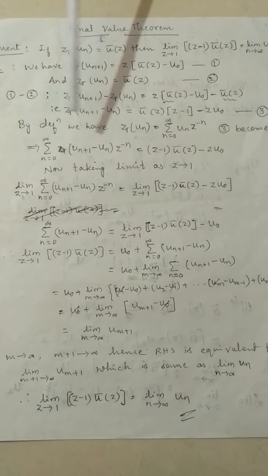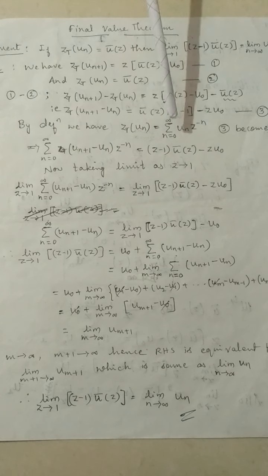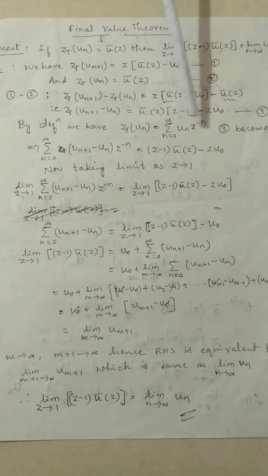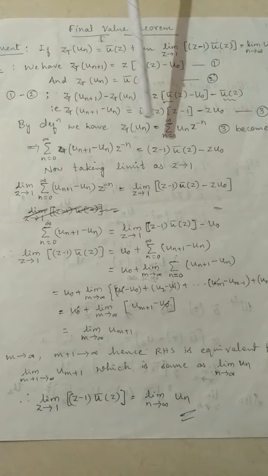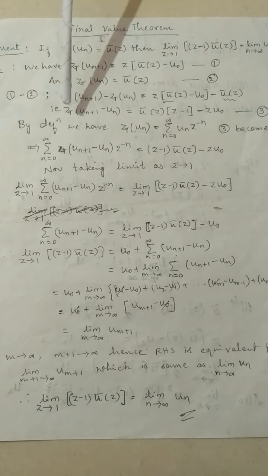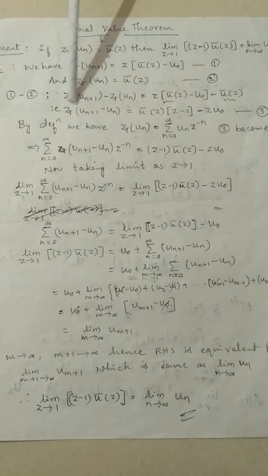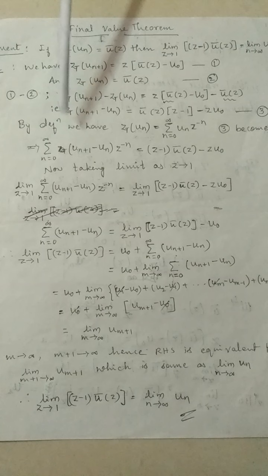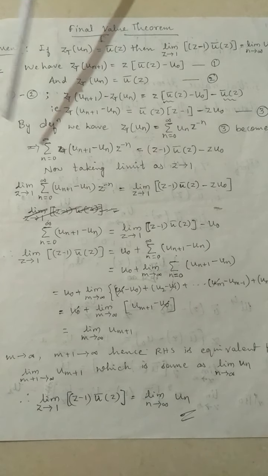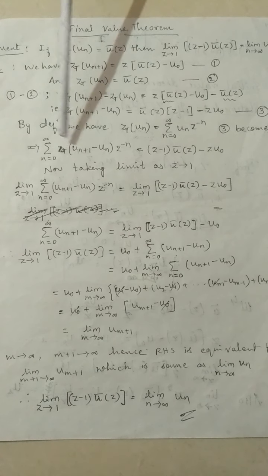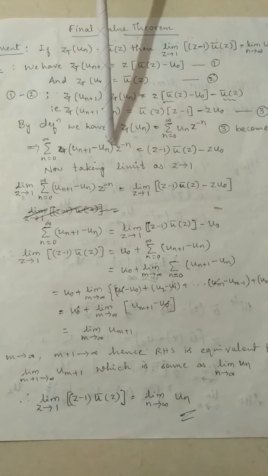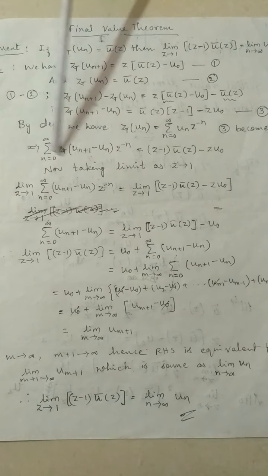So now by the definition of Z transform, we have Z transform of u_n is equal to summation n is equal to 0 to infinity u_n z raised to minus n. Here let us apply this definition for this term, Z transform of u_(n+1) minus u_n. Instead of u_n, we have u_(n+1) minus u_n. So in the definition, we are going to replace u_n by this full term. So now apply definition of Z transform on left hand side. This term becomes summation n is equal to 0 to infinity (u_(n+1) minus u_n) into z raised to minus n according to definition of Z transform.